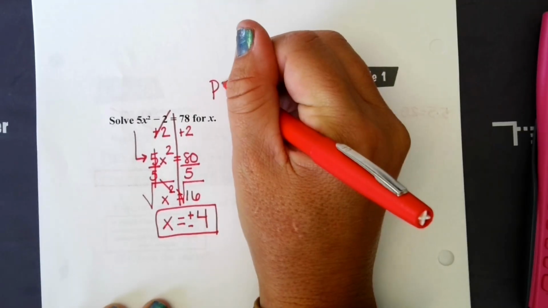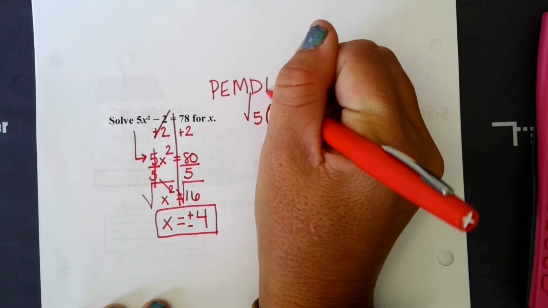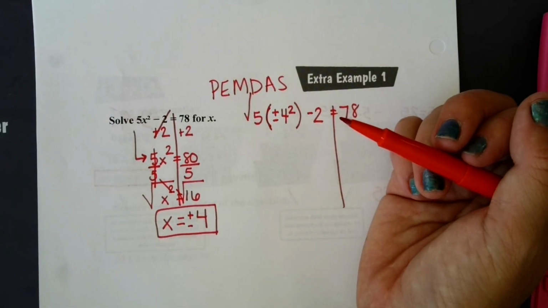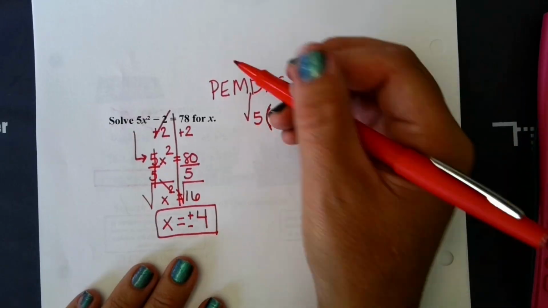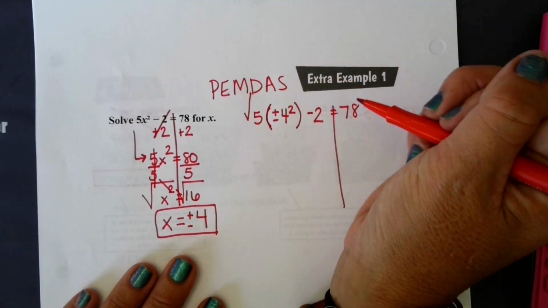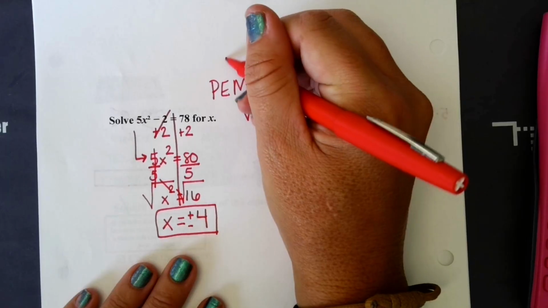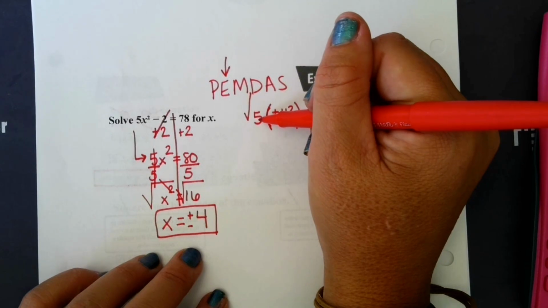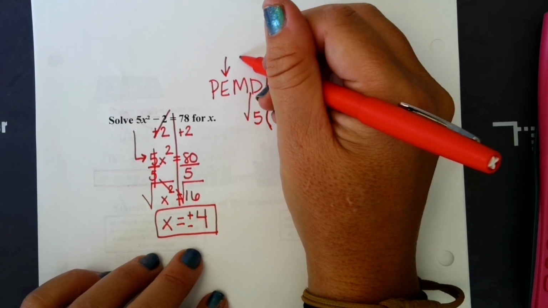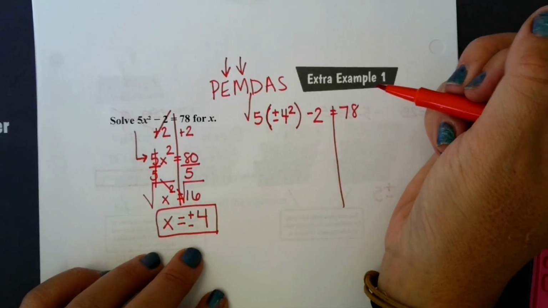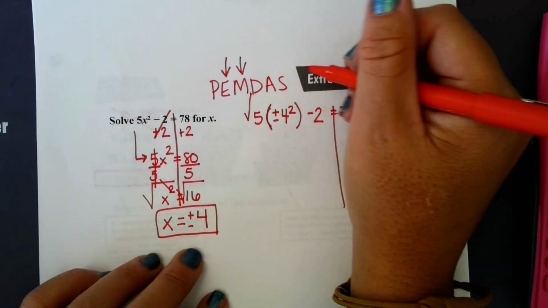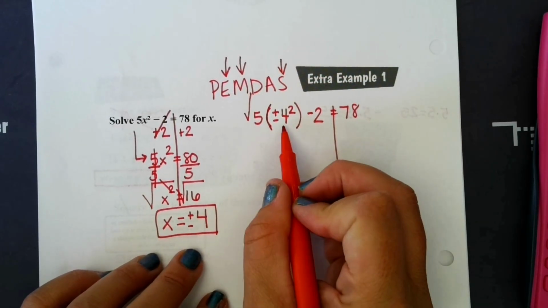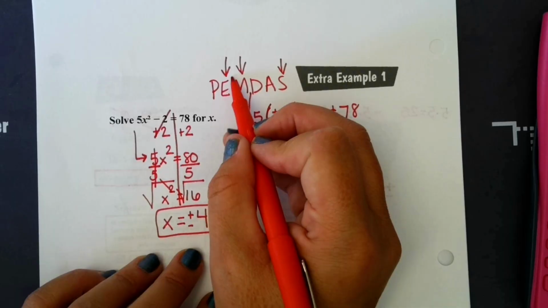Now we're going to follow this. Do I have parentheses that involve solving? No. Do I have exponents? Yes, I do. Do I have multiplication? No. Right here, when a number's next to a parenthesis. Yeah. Do I have division? No. Do I have addition? Do I have subtraction? Yes. So I'm going to do my exponent first, because that's what comes first.